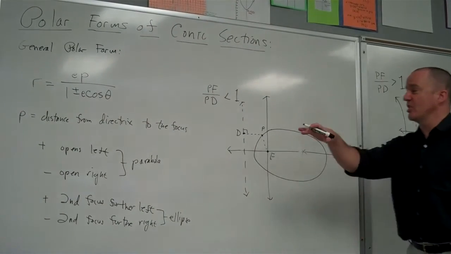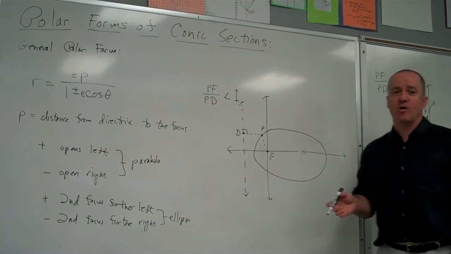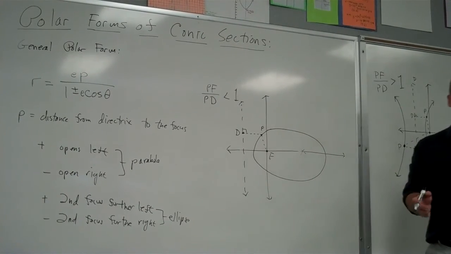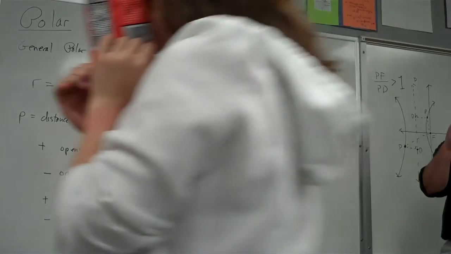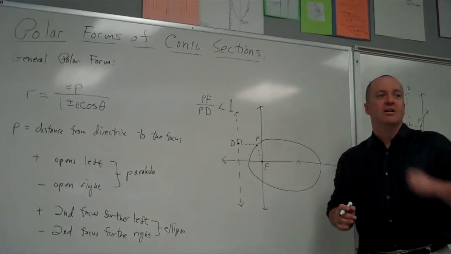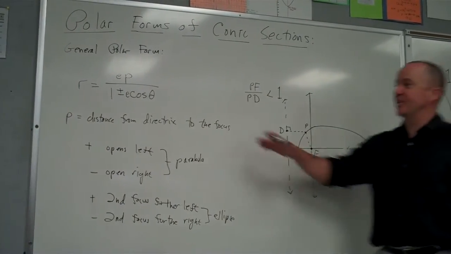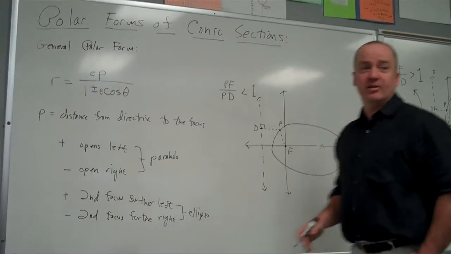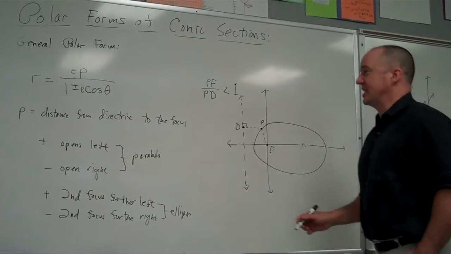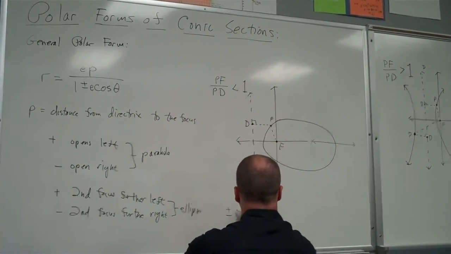So the cosine will get you all the horizontal ones. The sine will get you all the vertical ones. The plus or minus will counterintuitively tell you whether they open up or have the bulk of their second focus up or down, or left or right. Will they ever go up and down, or are they always horizontal? Anytime you see the sine theta, it'll be up or down.